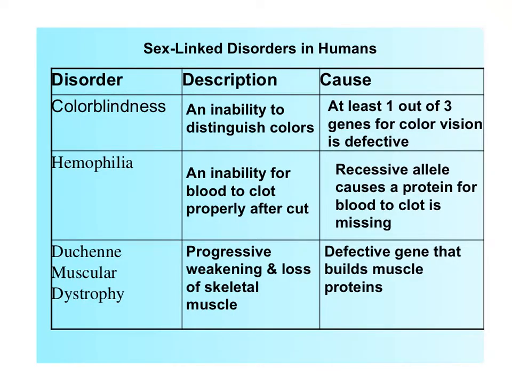Alright, and here it is again. Colorblindness, inability to distinguish colors. You don't really need to write this. I mean, you should kind of know what that is, but you won't need to know that. Hemophilia, it's an inability for blood to clot properly after a cut. So if you start bleeding, it's really hard for you to stop. So if you have kind of a serious cut, that can be a pretty serious deal. And muscular dystrophy, once again, it's a progressive weakening and loss of skeletal muscles. But basically, you're going to have to know how to do the Punnett squares more than you're going to have to really know what these things are.